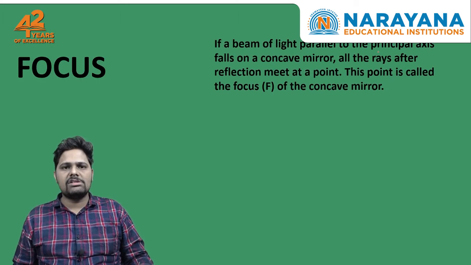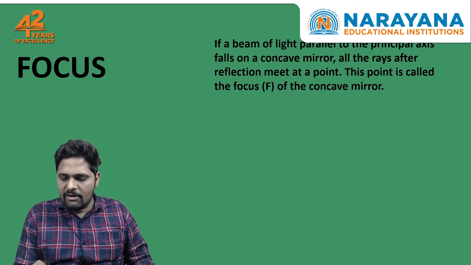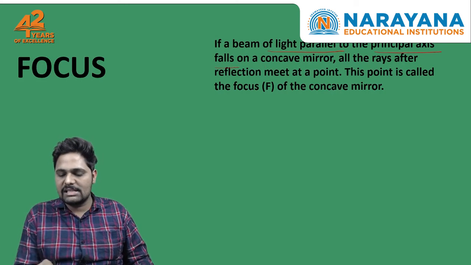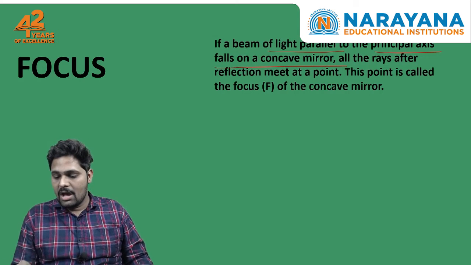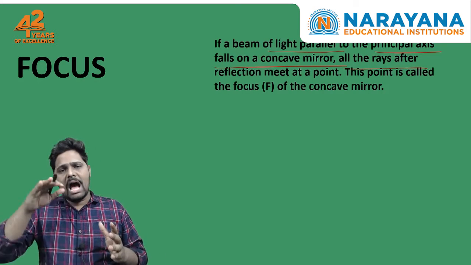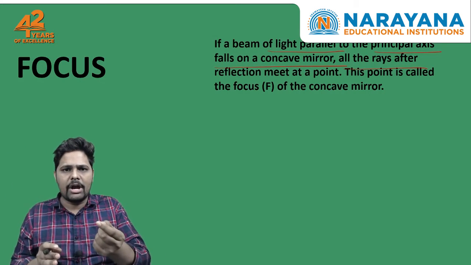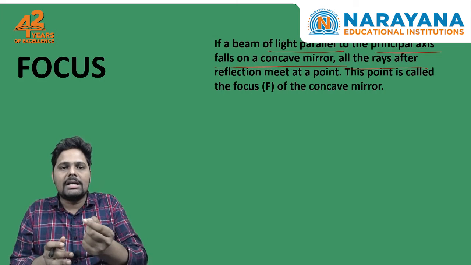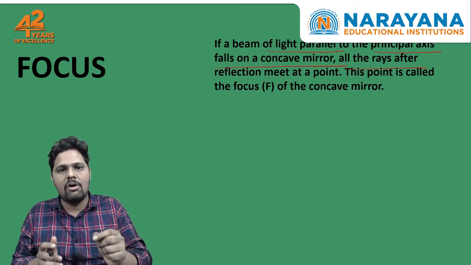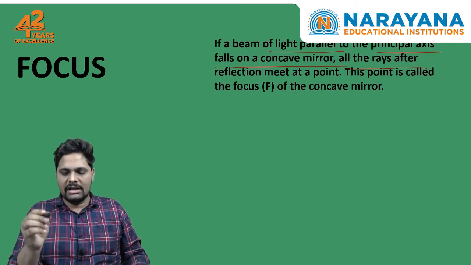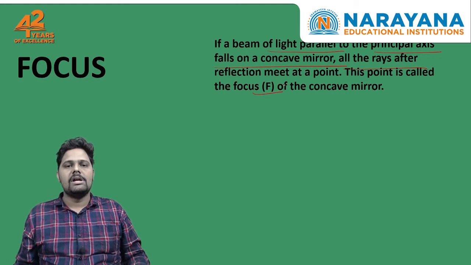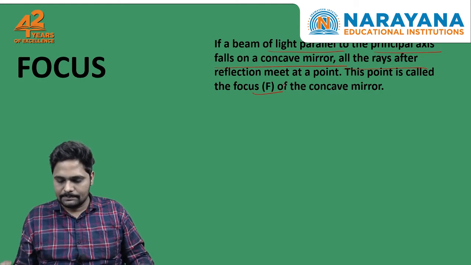Now let us see the focus of a concave mirror. If a beam of light parallel to the principal axis falls on a concave mirror, all the rays, after reflection, will meet at a point, right? They will converge at a point. That particular point is called the focus of that particular mirror. It is denoted with F. So let's see the focus.